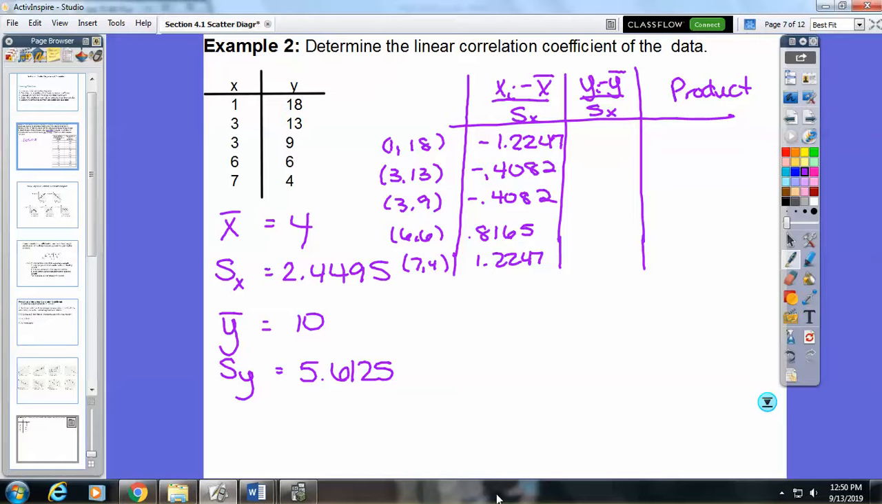Does everybody know how I'm calculating these values? I'm doing the X value minus the mean of X, divided by the standard deviation of X. So for my Y's, I'm going to do my Y value. For the first one, that would be 18 minus the mean of Y, which is 10, divided by the standard deviation of Y, 5.6125.